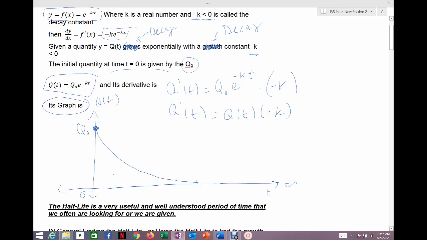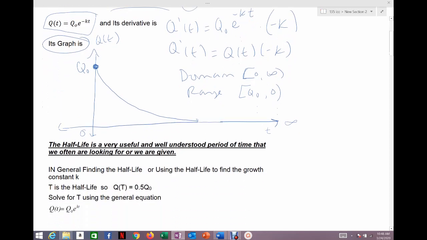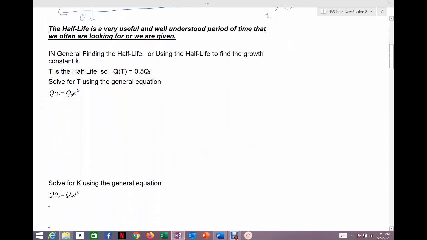The steeper this is, the bigger the k value, the quicker it approaches 0. The smaller the k value, the slower it approaches 0. All right, so that's my exponential decay. Its domain is all positives. And its range goes from our initial amount down to 0, and again never really gets to 0, although technically once the fraction is so small, we do eventually say it's 0.